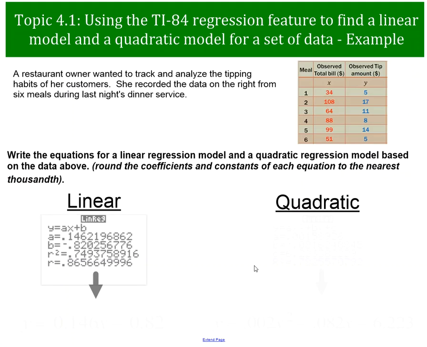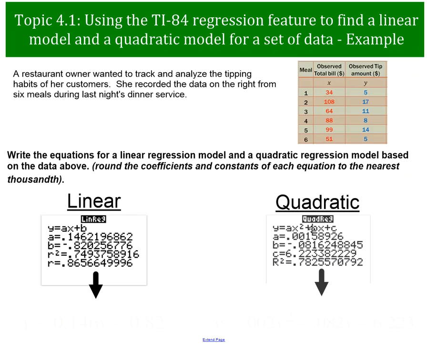This is my linear. This is my quadratic. They're just screen captures of what I got there. The question says, write the equations for a linear regression model and quadratic regression model based on the data above, round the coefficients and constants in each equation to the nearest thousandth. So it spits out a lot of decimal places here, right? This is very common. You have to round to the nearest thousandth, which is 3 decimal places.